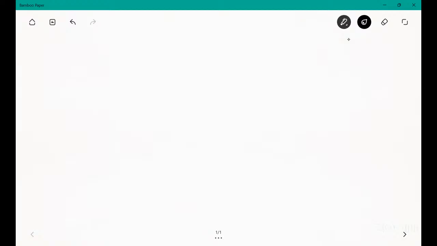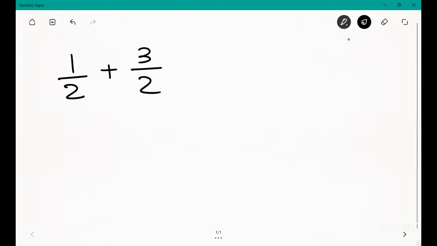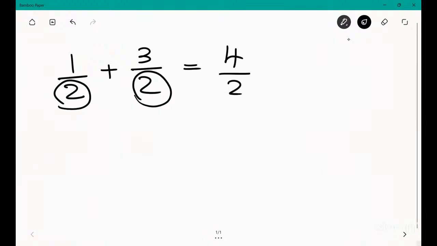When you're adding or subtracting, there is something very important that you have to do first. Let's say, for example, you have to add 1/2 plus 3 over 2. Here you can see that your denominators are the same. Therefore, I can easily add the numerators, so I will have 4 over 2. Here you can simplify: divide 4 by 2 and you have 2 over 1, which equals 2.